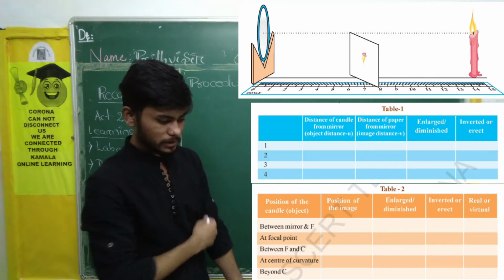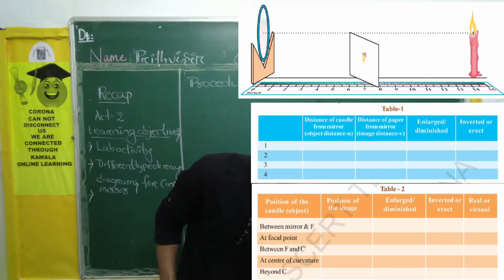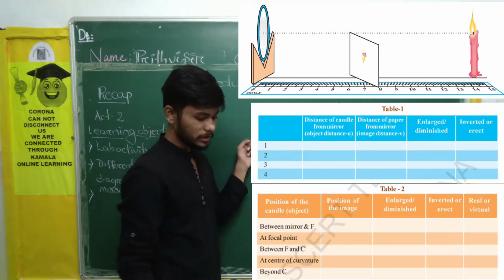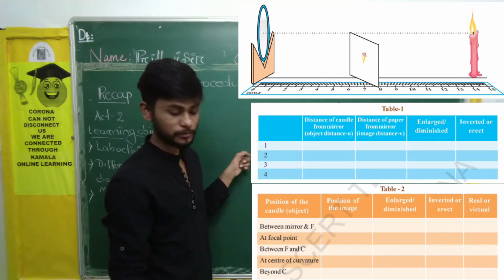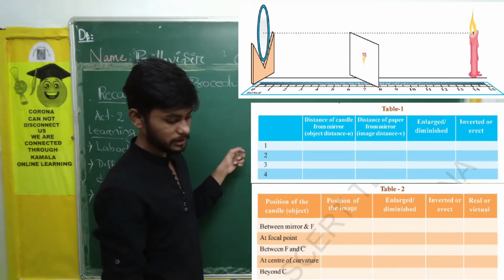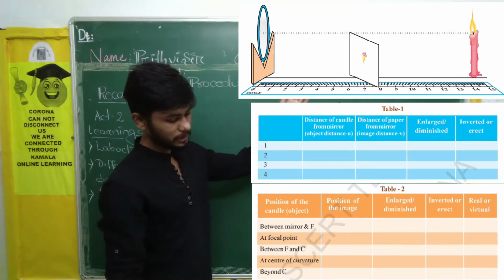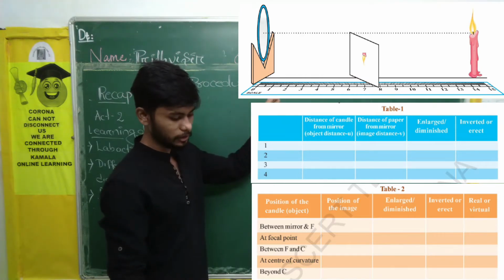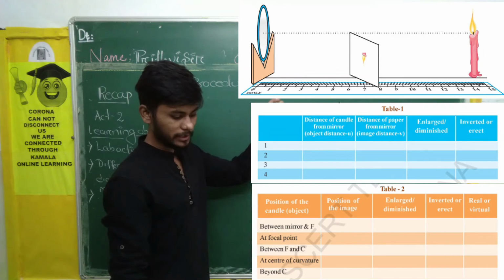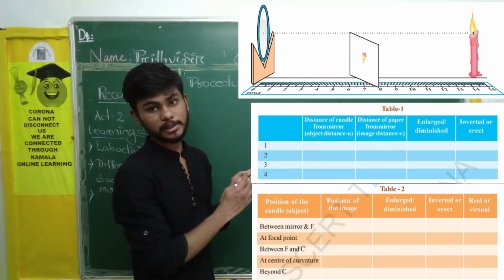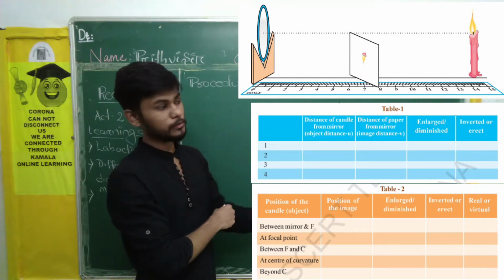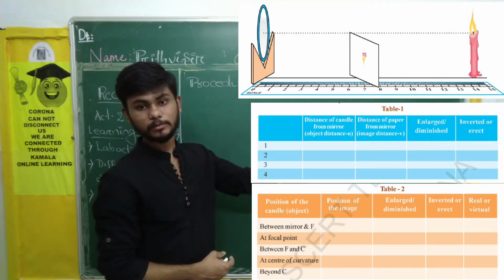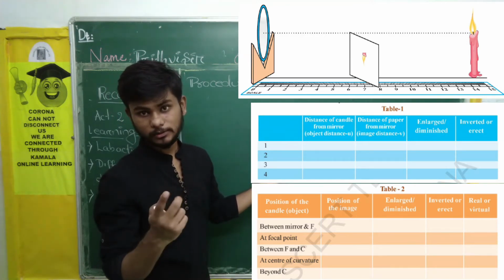Fine? Next we will draw a table. As you can see here, we have taken 4 observations, and we have given 5 columns. The first column is the serial number, and the second column is the distance of the candle from the mirror. First we have kept the candle at 14 centimeters, and we need to see where we got the image.